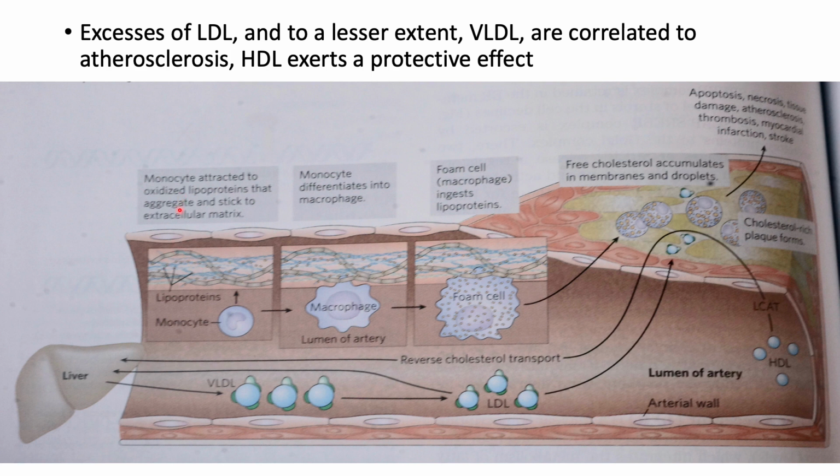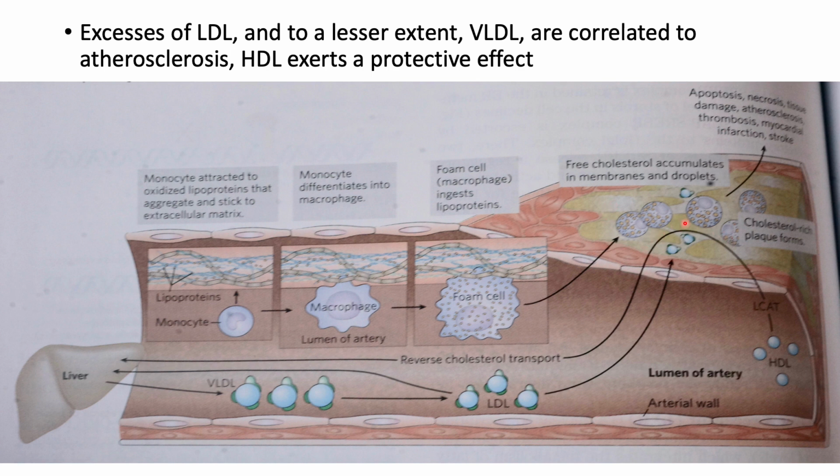Monocytes are attracted to the oxidized lipoproteins that aggregate and stick to the extracellular matrix. The monocyte differentiates into a macrophage, and the macrophage ingests lipoproteins and causes a foam cell, which you can see under the microscope. These will accumulate. You get breakage or cleavage of the endothelial lining with attraction, so there is an inflammatory response that helps exacerbate this, and you can get a plaque, a soft plaque.